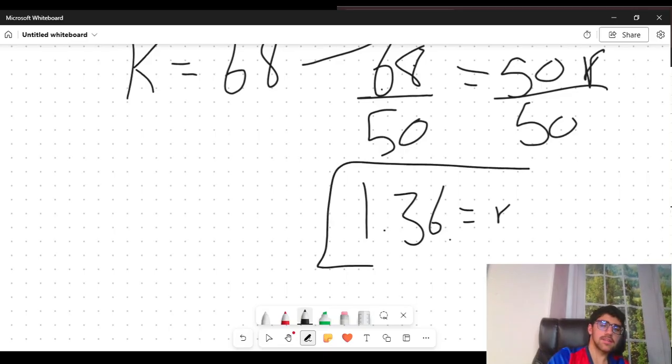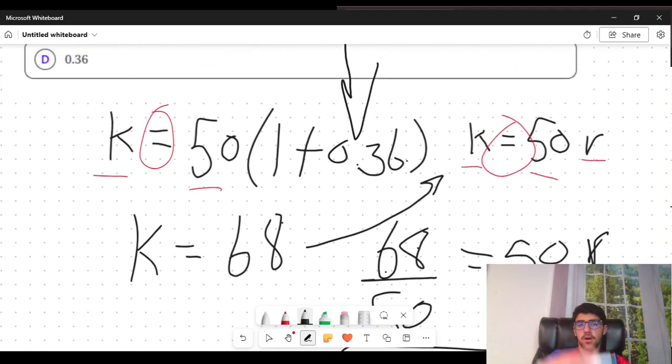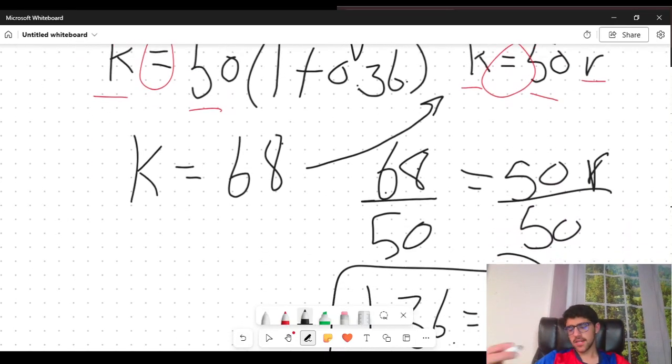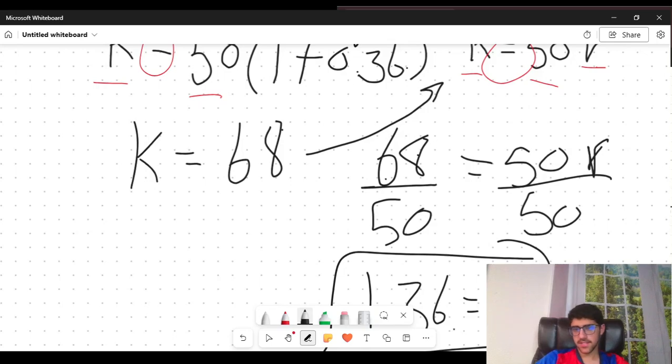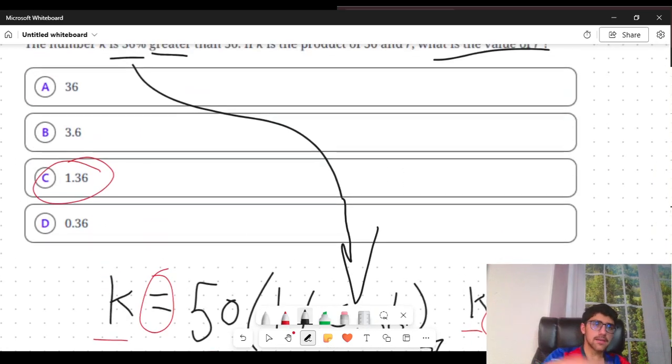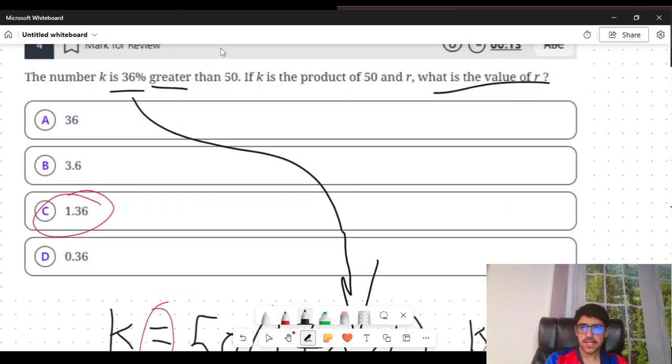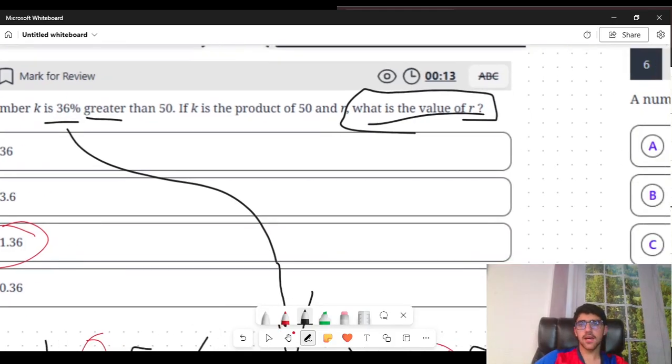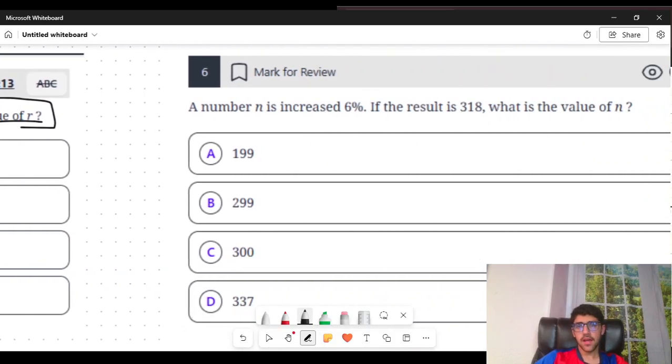So they made it so that there's a pattern they want you to recognize to save time. If you don't, it's not going to cost you that much time, maybe like 15-20 seconds. But yeah, so that's the answer. 1.36 is the value of r. And you check the answer, there's no tricks, it just says what is the value of r. And let's move on to the next medium question.